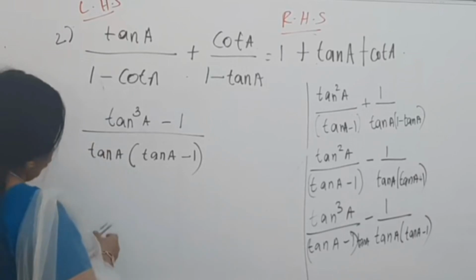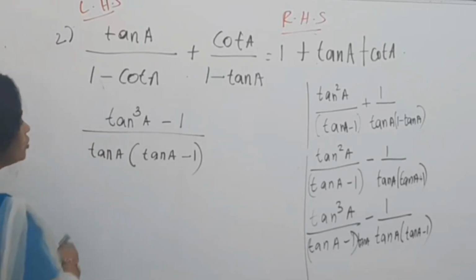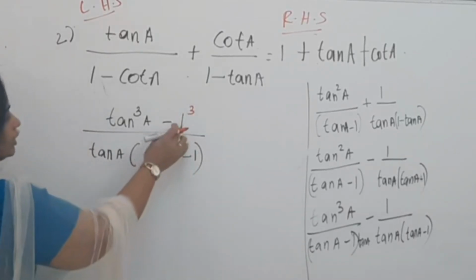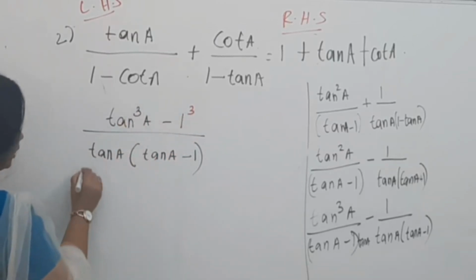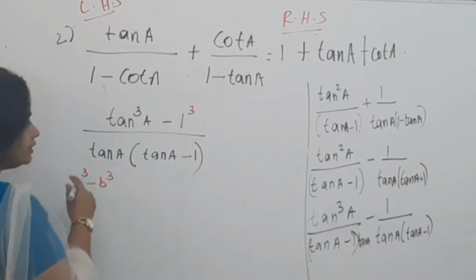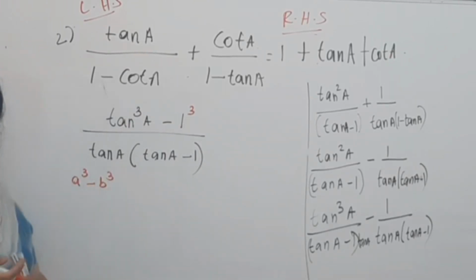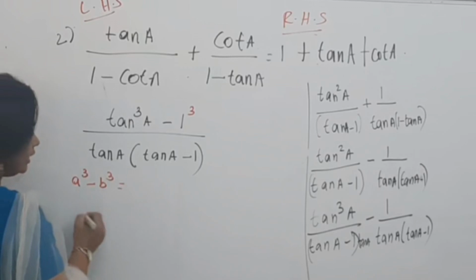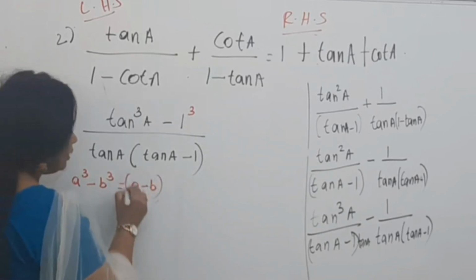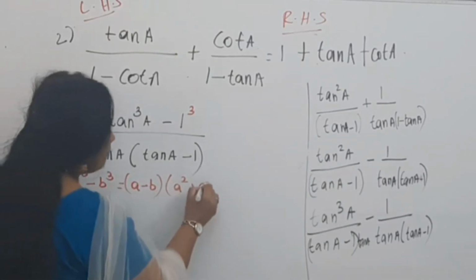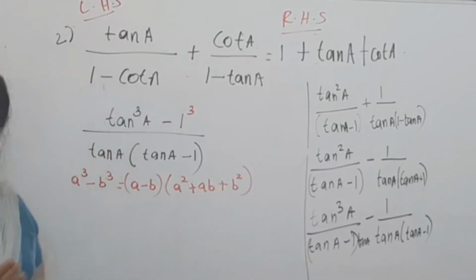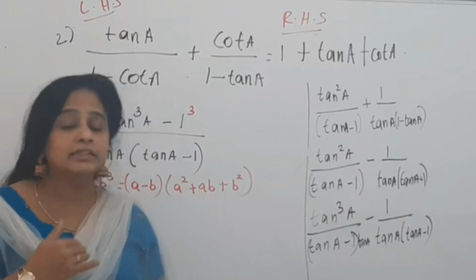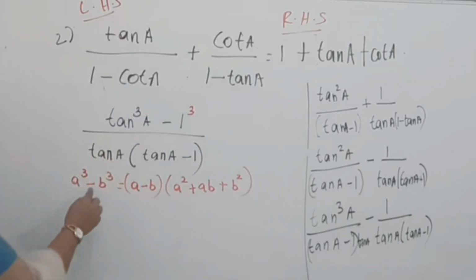Now this is of the form A cube minus B cube form. So 1 cube is nothing but 1. So A cube minus B cube form. I write the formula. You have studied this identity, a cube minus b cube identity, in your 9th standard. That is equal to a minus b into a square plus ab plus b square. That's what I told you. The previous year identities, you have to be thorough with that. So, hope you get this. A cube minus b cube is this one.